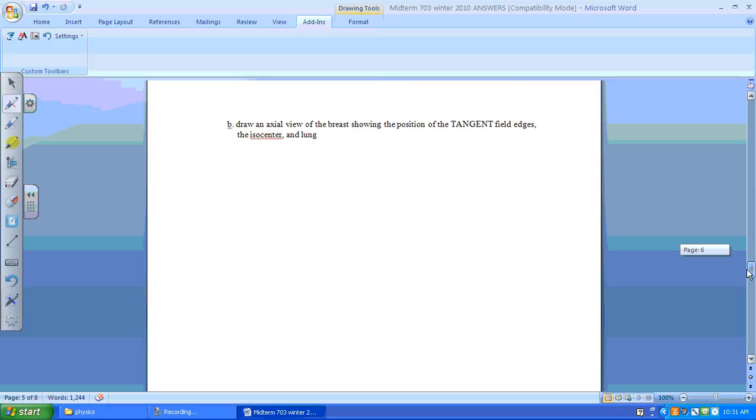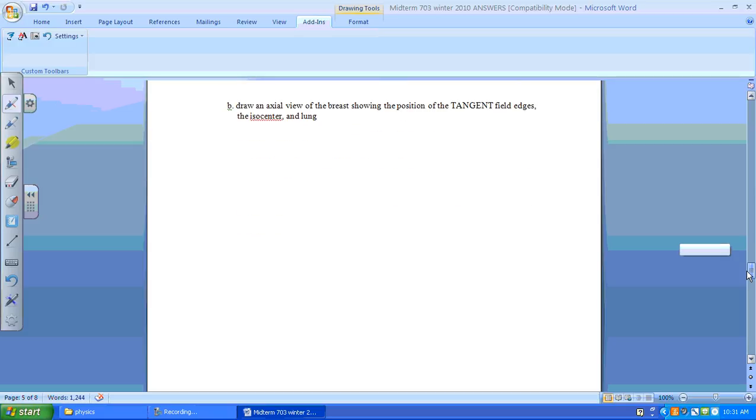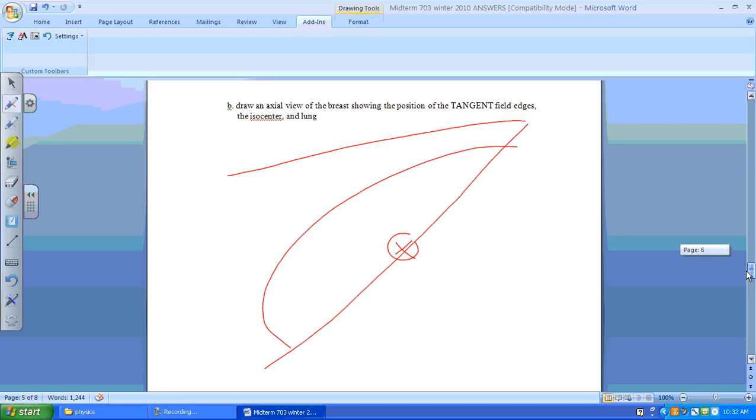Okay, draw an axial view of breast showing the position of tangent fields and the isocenter. So I wanted you guys to draw something that looks like this, with an isocenter here, and show me some flash. What's the typical flash? 2 cm, right?